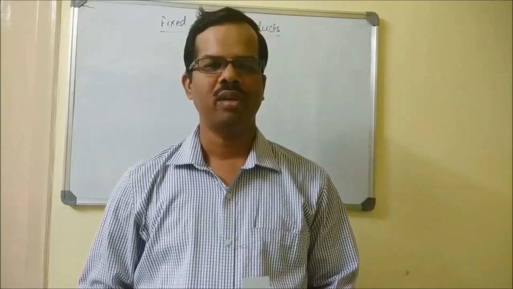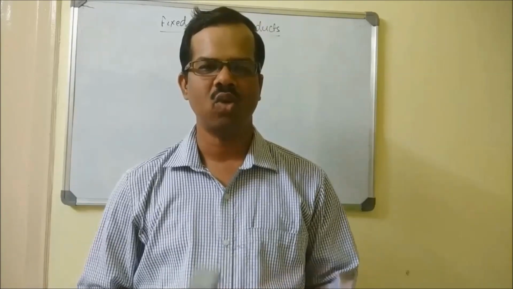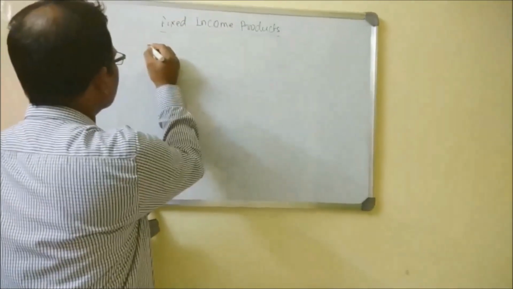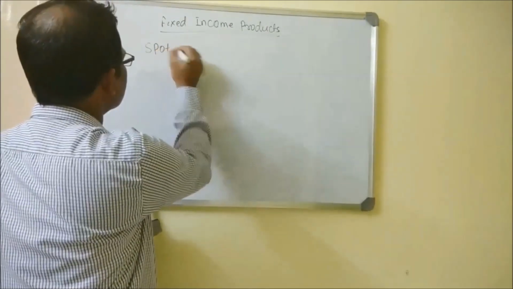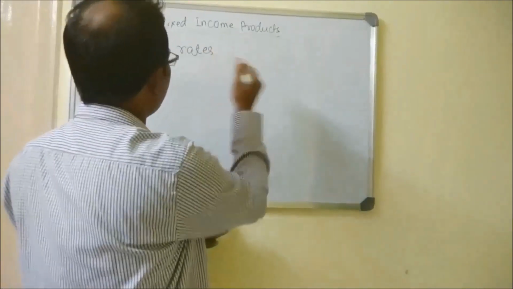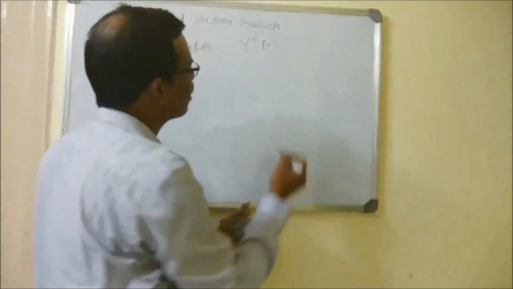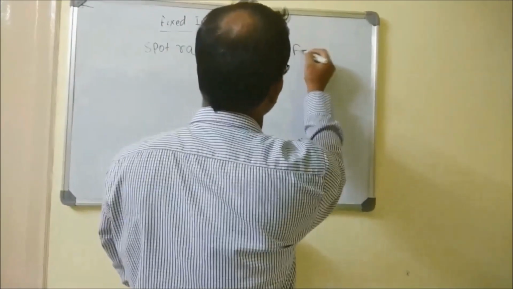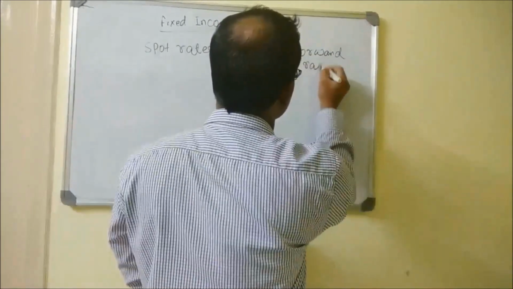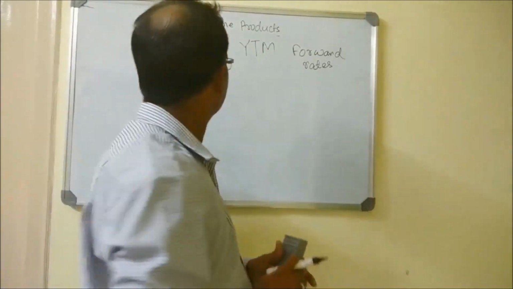We are discussing very critical concepts of fixed income. These are zero coupon rates or spot rates, and we will also discuss what YTM and forward rates are, and the relationship between them.